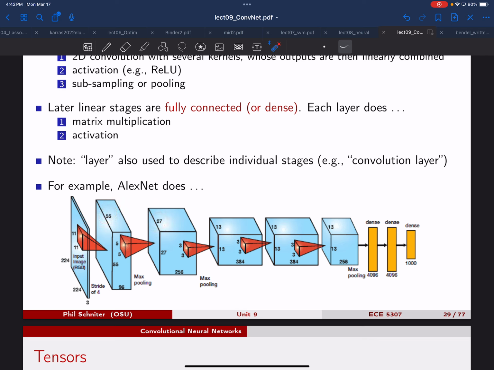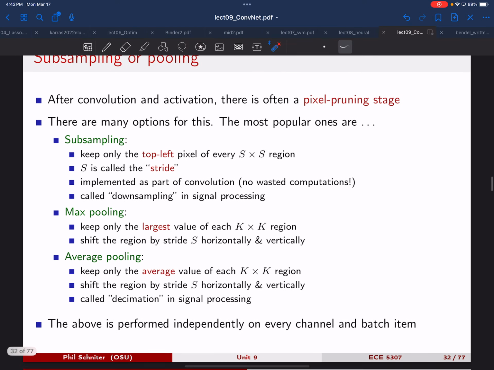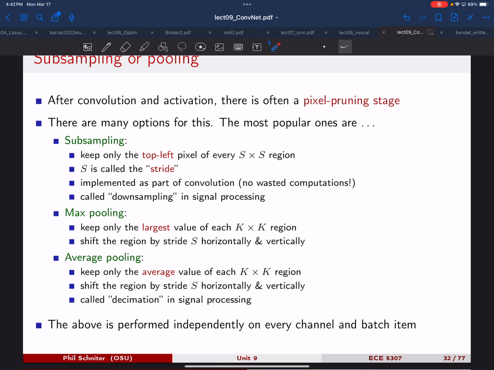If you look at these numbers like 55 to 27, that's roughly a reduction by 2. 27 to 13, again, reduction by 2. And 224 to 55 is roughly shrink by 4 in each dimension. So how do we do that shrinking? There's basically 3 common options: subsampling, max pooling, or average pooling.